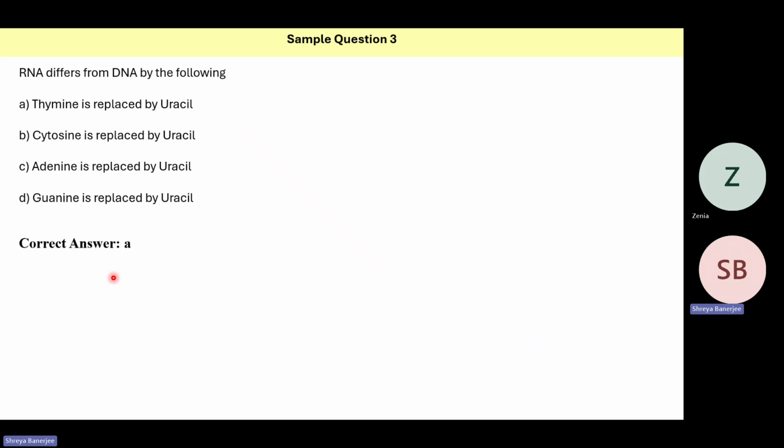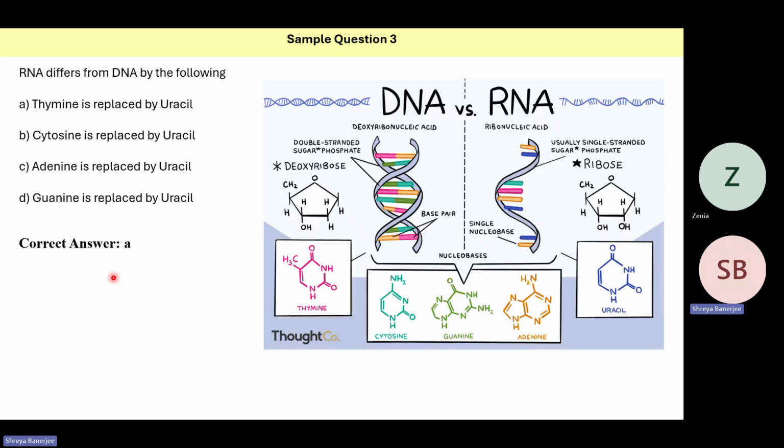So here the answer is A. Thymine is replaced by uracil. So we have discussed that between RNA and DNA, guanine, adenine, and cytosine are common, but there is thymine in DNA, which is uracil in RNA, and these differ in that thymine has an additional CH3 group. This is very evident in NMR because the CH3 group appears very much upfield shifted, less than 2 ppm. So we can understand it is thymine.